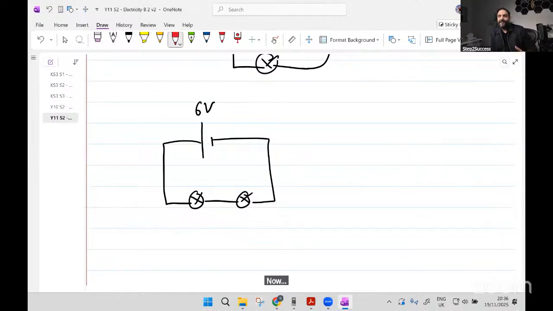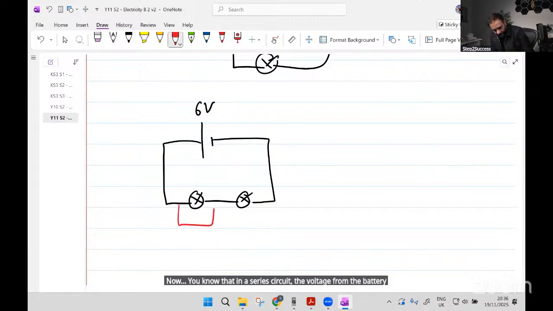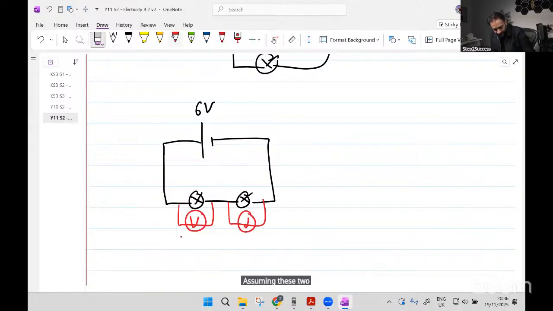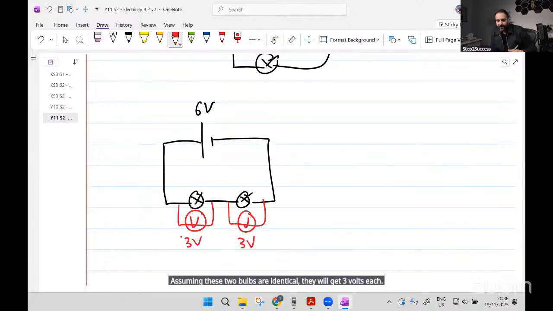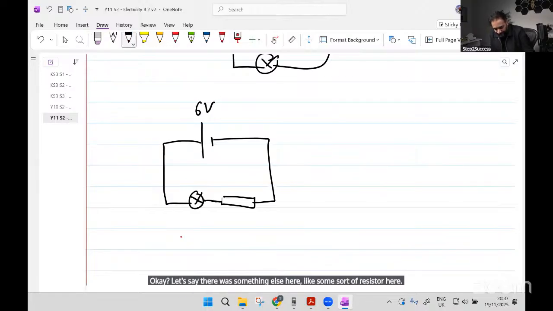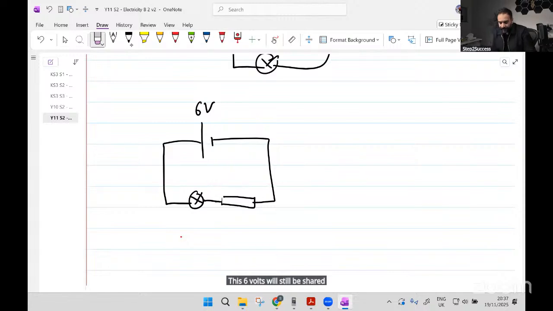Now, you know that in a series circuit, the voltage from the battery is shared by these two components. If you put a voltmeter here and a voltmeter here, assuming these two bulbs are identical, they will get 3 volts each. That's the basic definition of a series circuit. But my question now is, what if these two were not the same? Let's say there was some sort of resistor here. This 6 volts will still be shared between these two, but it might not be shared equally.